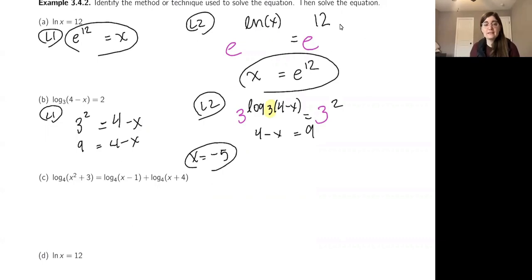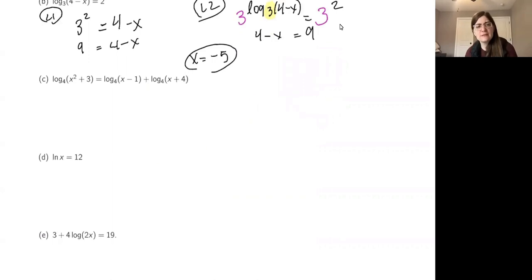In either case, I ended up with the same equation over here on my left-hand side. I just get that 9 equals 4 minus x. Over here, we have to maybe do one more step of thinking and say, well, hey, these are my inverse property, 3 to the log base 3. Those undo each other. And I'm left with 4 minus x equal to 9. Got the same equation there, a linear equation, and I solved that to get x equals -5.